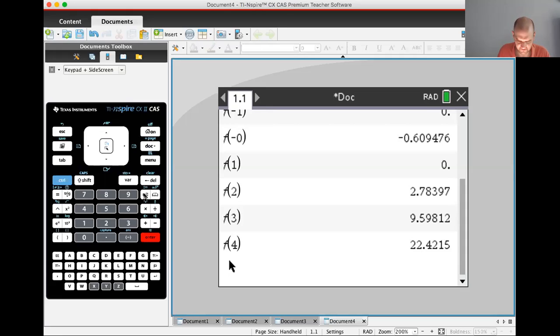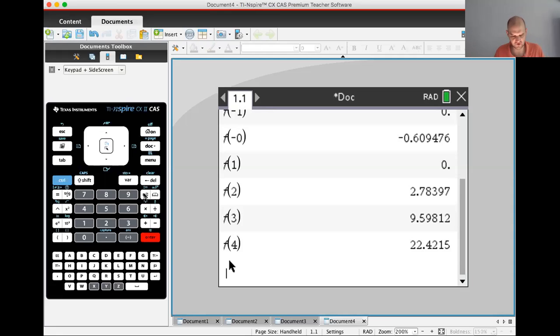Wait, is this odd or is this even? It's odd. Well, that brings up an interesting question about even and odd functions, but now's not the time, so don't talk about it. 9.598, 22.422. All right, so I filled those in.